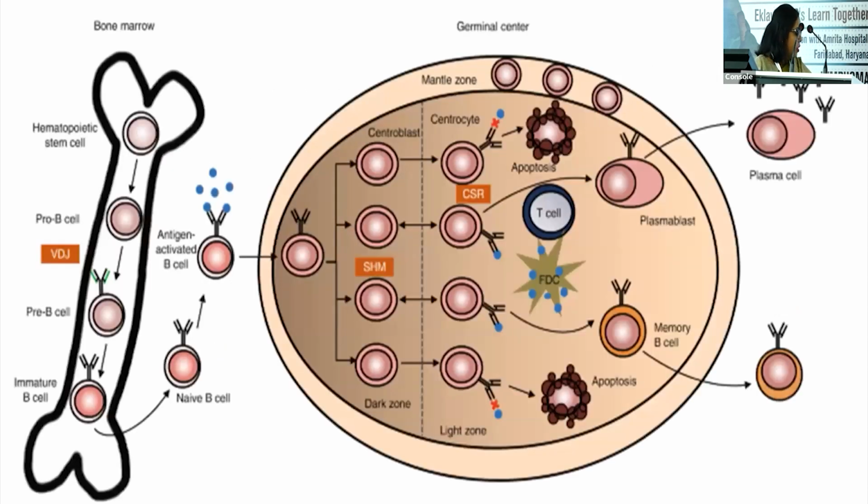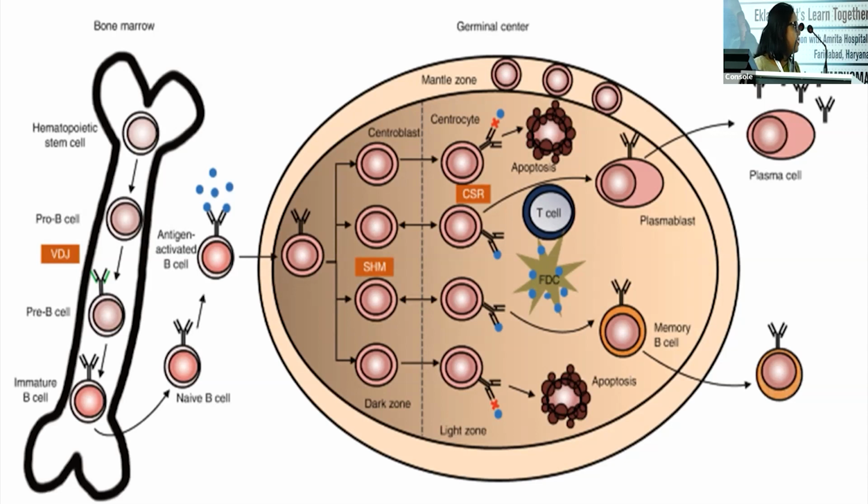So this is the schematic diagram. Here we can see that from the hematopoietic stem cell to the primitive B cell stage, the VDJ recombination occurs. After that, the immature B cell forms with the formation of a functional B cell receptor. At this stage, it leaves the bone marrow and reaches the circulation as a naive B cell. Now, when it encounters the cognate antigen, then after the activation, it enters the lymph node.